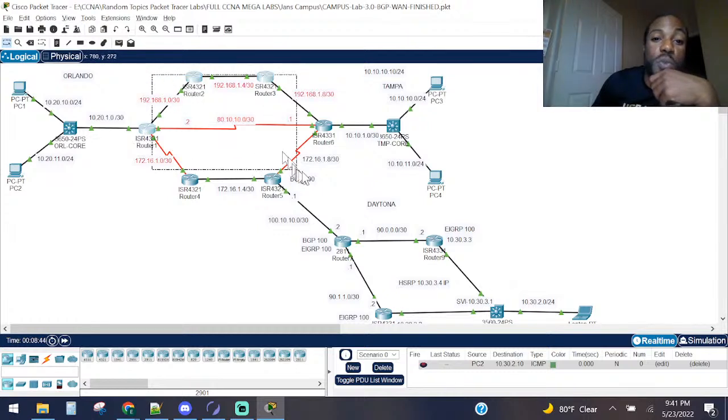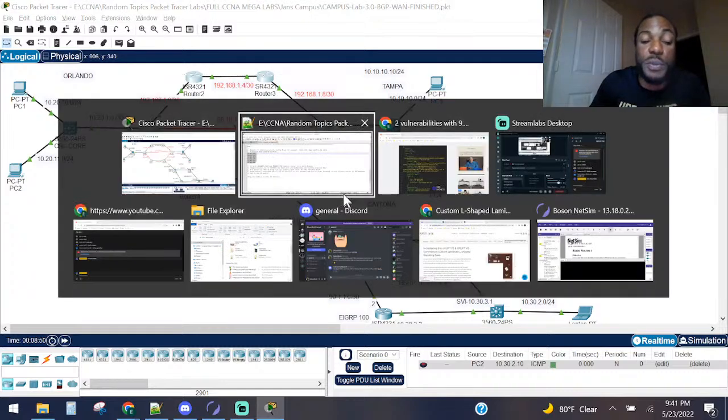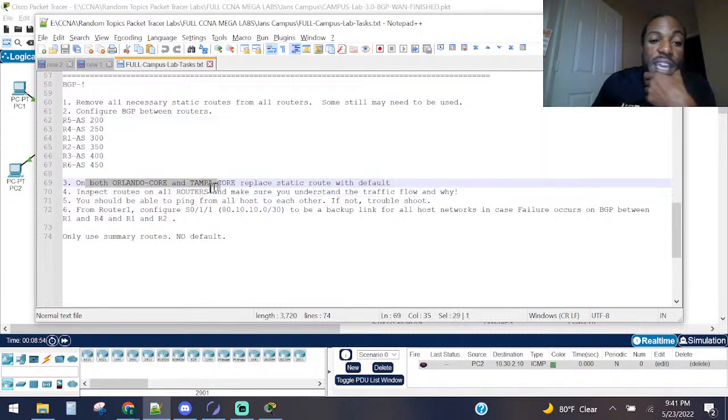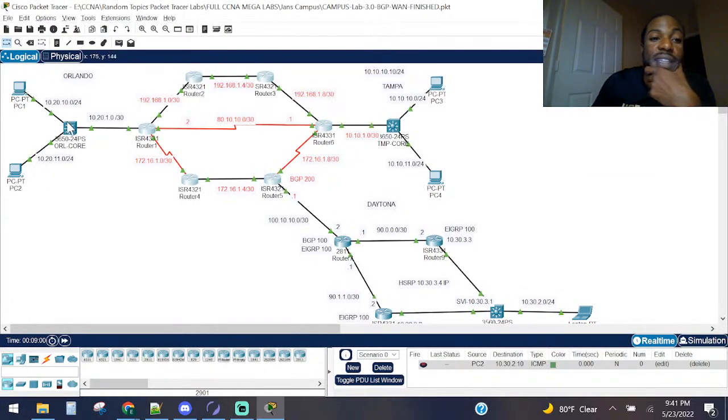This central ring right here, we had to create BGP neighbors amongst these guys, which we did too. Had no problem doing that. It was wash, rinse, repeat. On both core and Tampa core, those two core switches, we had to replace the static route with a default route. So we had a static route going from all of these other networks that said, if you want to get in this network, take this hop. If you want to get in this network, either way, that was the next hop. So we removed that and we said, create a default route.